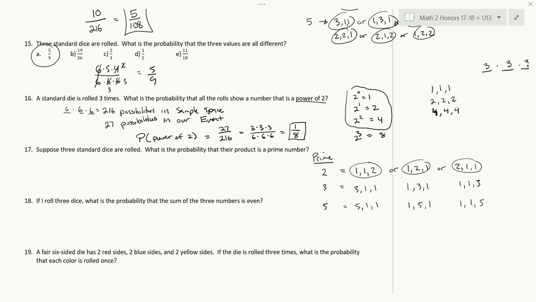Can you get a 7? Can't get a 7. And I mean, with 6 sides, you can't get a 7. If you had more sides than 6, and there are dice with more sides than 6, but this is it, right? So how many ways?